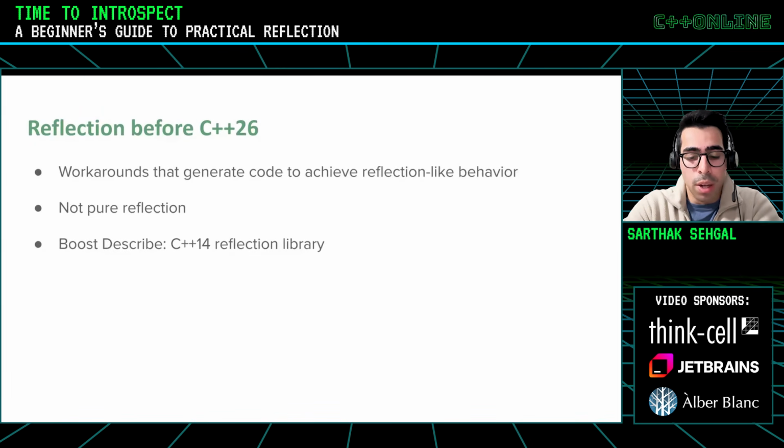This is widely used in the code base that I work with at my company, and I'm pretty sure a lot of people might have come across this. It's a very rich library that provides reflection in C++14, and it achieves this through a very sophisticated usage of macros, and we'll have a small look at that. Although I'm not trying to go into the details of how Boost Describe works, let's have a look at how reflection-like behavior could be achieved before C++26 in order to appreciate how simple the language support in C++26 actually makes reflection.